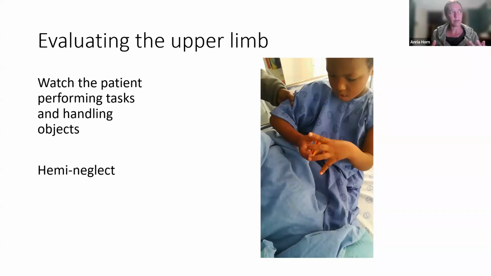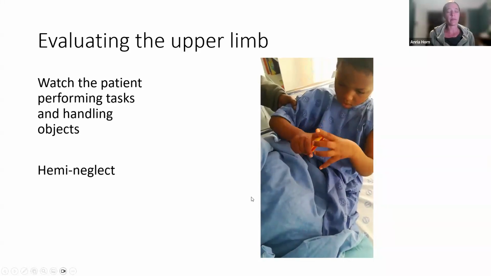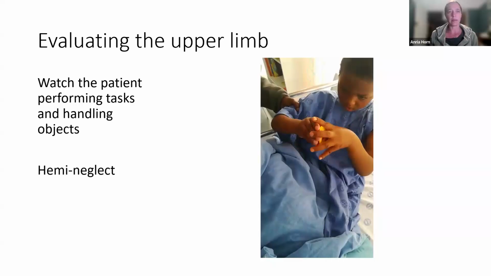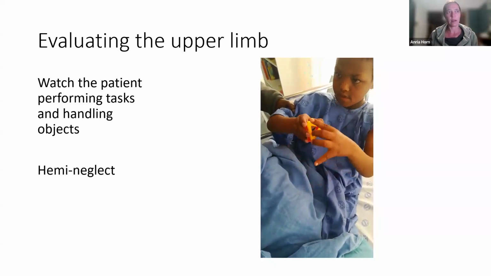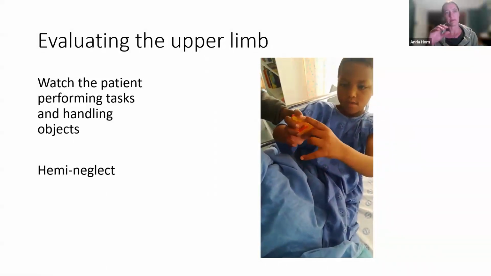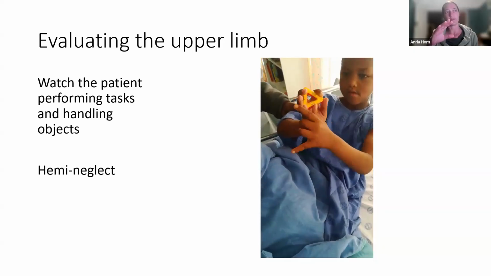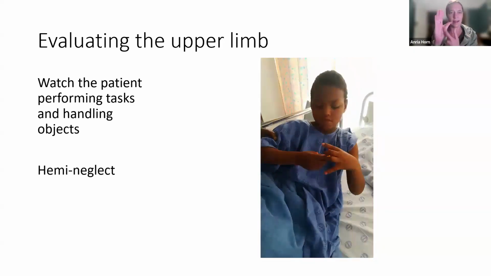So watch the patient performing tasks, watch how they handle the objects, look out for hemineglect. So you would often try to get them to do something and they just ignore the affected limb. They don't even try. So there you can see the little guy desperately trying to open his hand, but he just doesn't have that selective motor control to actually extend those middle two fingers and the thumb.